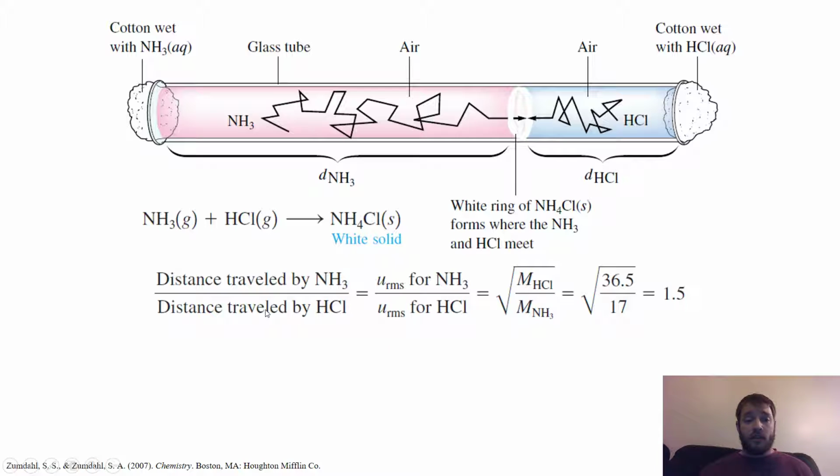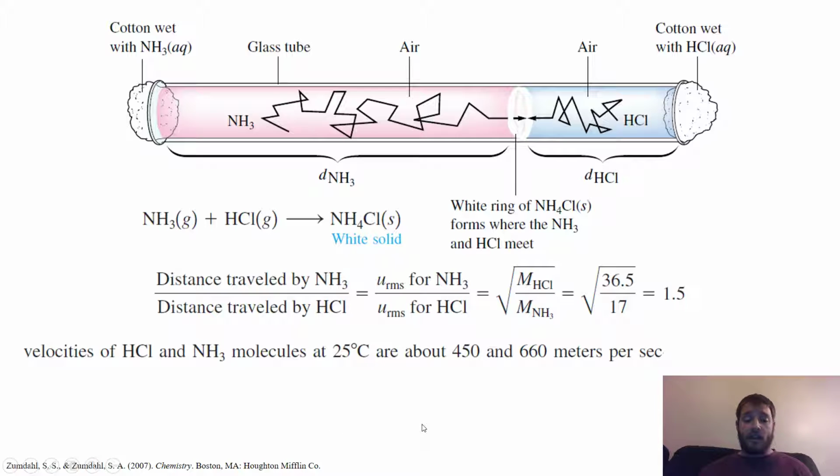In fact, ammonia gas has a velocity of roughly 660 meters per second, and hydrogen chloride gas has a velocity of 450 meters per second at 25 degrees Celsius. And so if these gases traveled linearly from their cotton swab to their meeting point at that rate, it would take less than a second for them to meet and react.